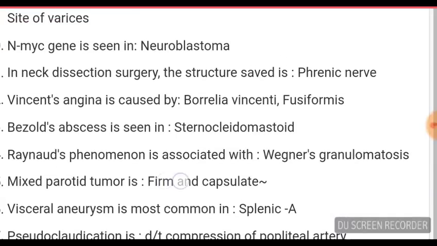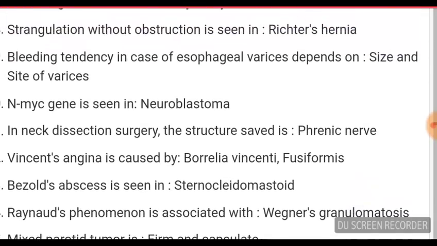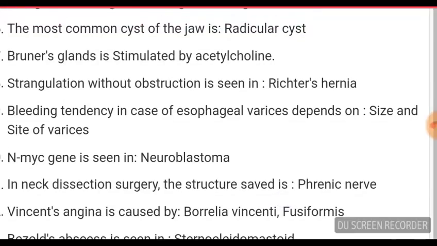Mixed parotid tumors are firm and capsulated. Raynaud phenomenon is associated with Wegener granulomatosis. Bezold abscess is present in the sternocleidomastoid. Vincent angina is caused by Borrelia vincentii or fusiformis. In neck dissection surgery, the structure saved is the phrenic nerve. N-myc gene is seen in neuroblastoma.